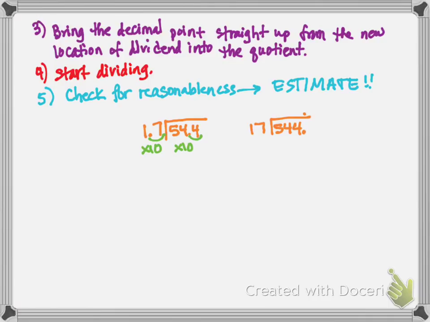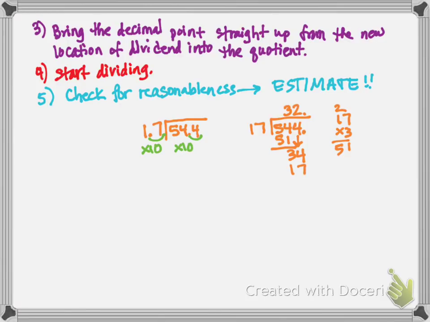Let's see, 17 goes into 54. I believe it's going to be 3. Yep, 51. So 3 goes above the 4. That's the first 4, because 17 can go into 54. That gives me 51, which leaves 3 left over. That's smaller than my divisor. I bring down the 4, and 17 goes into 34 exactly twice.